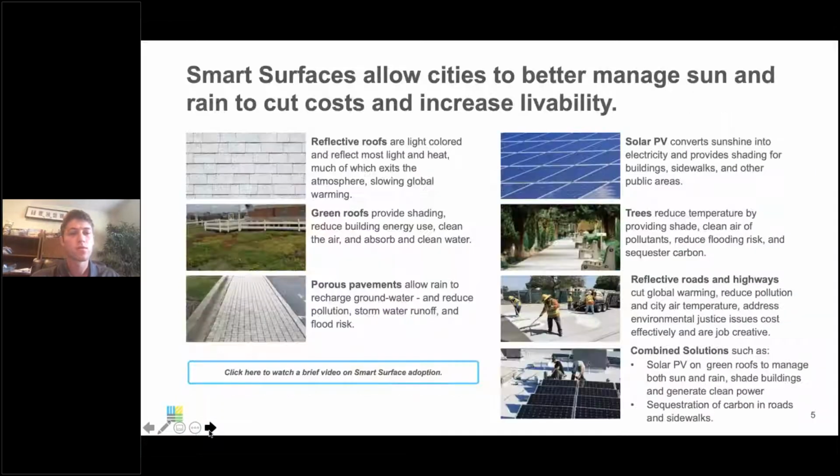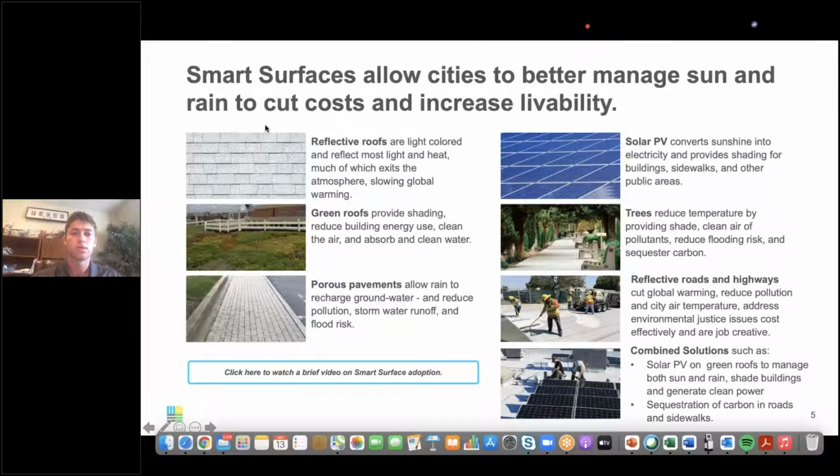So, great. This slide was on Mark's presentation, and he alluded to what smart surfaces are. Smart surfaces are essentially any surface that more effectively manages sunlight and rain. These can come in a few different categories, but in more effectively managing the sun and rain than the standard conventional surface, and you could think of dark asphalt as that, smart surfaces have lower life costs and increased livability as opposed to, as I said, the conventional surface.